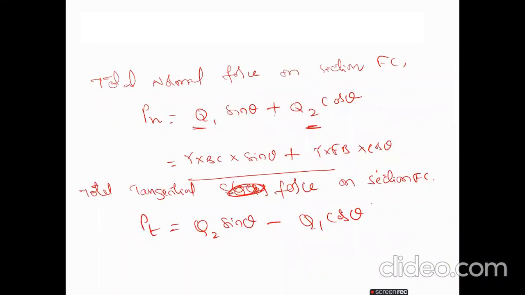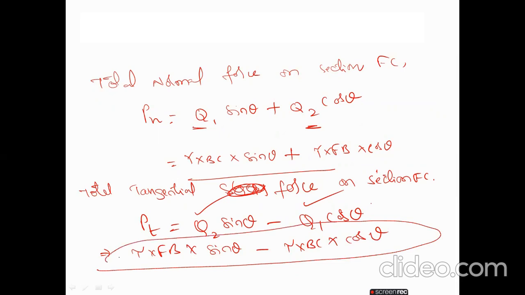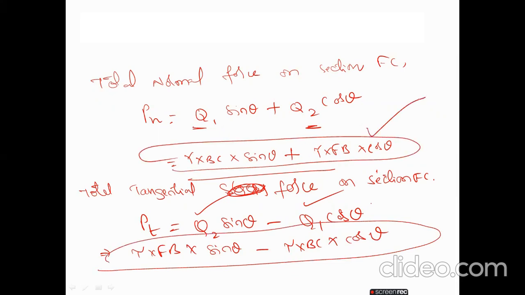Okay, so Q2 we know already and Q1 also we know. Please substitute into this: tau into FB into sin theta minus tau into BC into cos theta. So Pn is tau into BC sin theta plus tau into FB cos theta, and Pt is tau into FB into sin theta minus tau into BC into cos theta. These are the tangential force as well as the normal force.